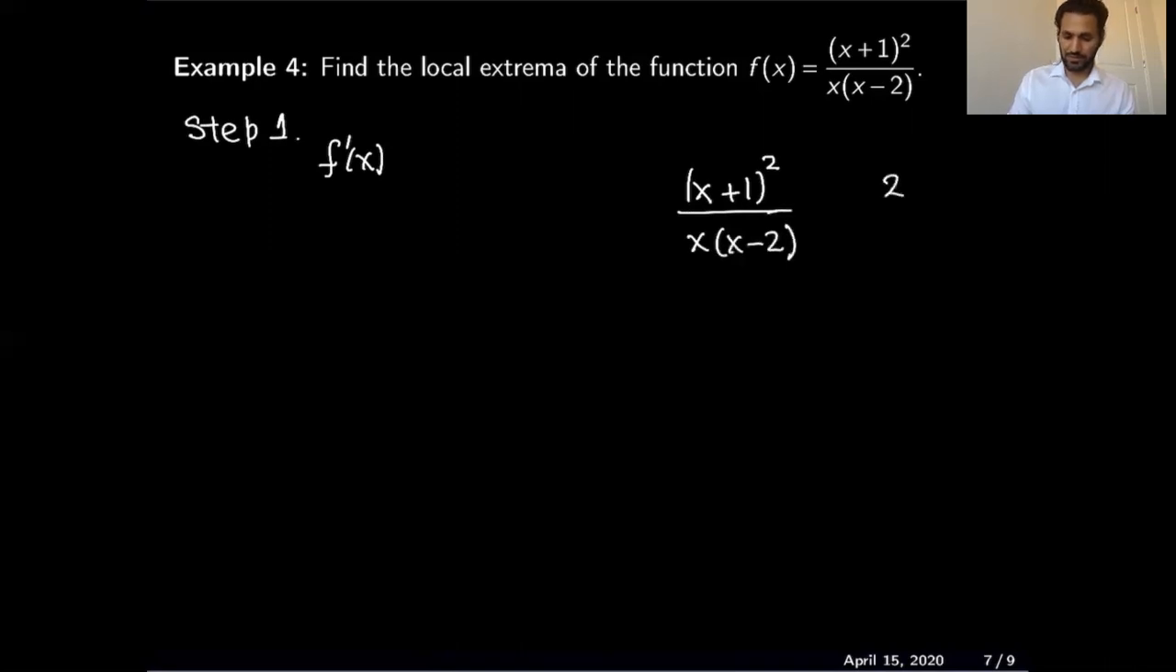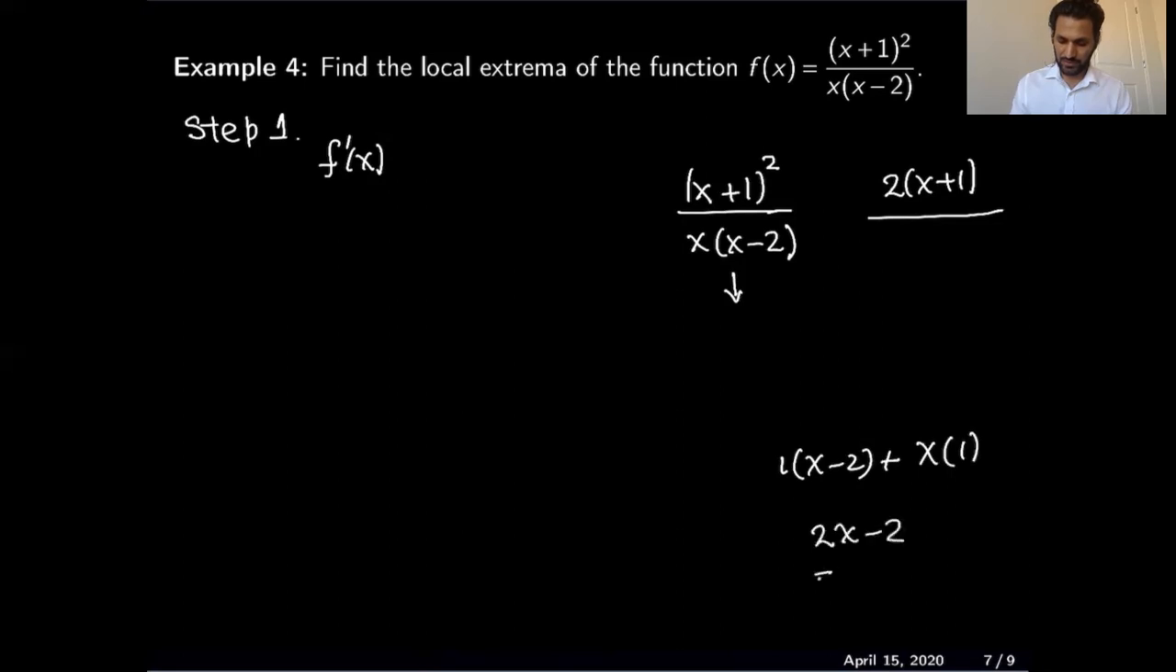Derivative of the top is 2x plus 1 to the power 1. And the derivative of the bottom, you can use the product rule here to calculate the derivative of this term, which will be 1 times x minus 2 plus x times 1. So therefore, this is 2x minus 2 and 2x minus 1. So the derivative of the bottom term is x minus 2 times x minus 1.